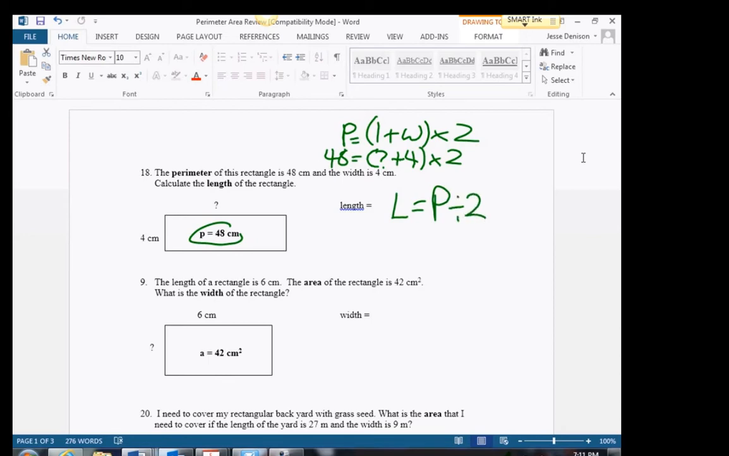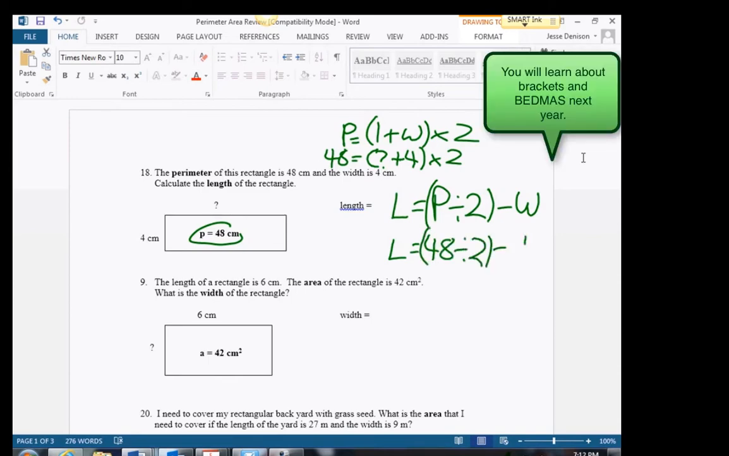So perimeter divided by 2, subtract, in this case, the width. Now, if we were solving for the width, you would subtract the length. But it's the width that we have, so that's what you subtract. So length equals perimeter divided by 2, subtract the width. So length equals 48 divided by 2, subtract 4. Now I'm going to keep it in a bracket, even though I don't necessarily need to here.